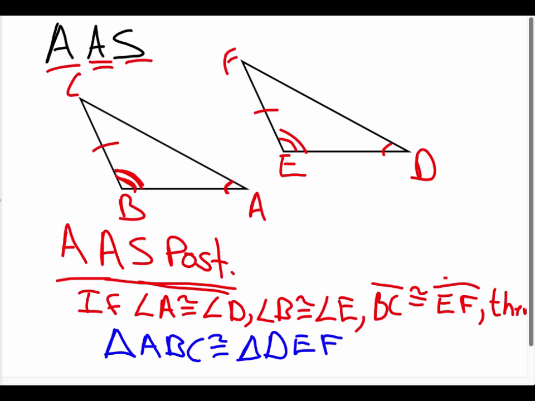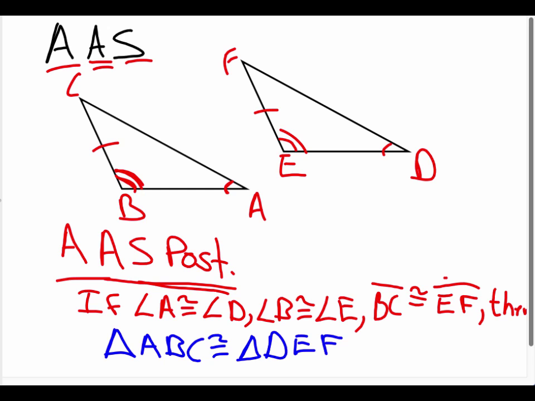Does that make sense? So same thing. We could rotate. We could go clockwise or counterclockwise, but it has to be an angle and an angle. Those have to correspond. They have to be congruent. And then the side that follows those two angles has to be congruent. And then you can prove congruent triangles.